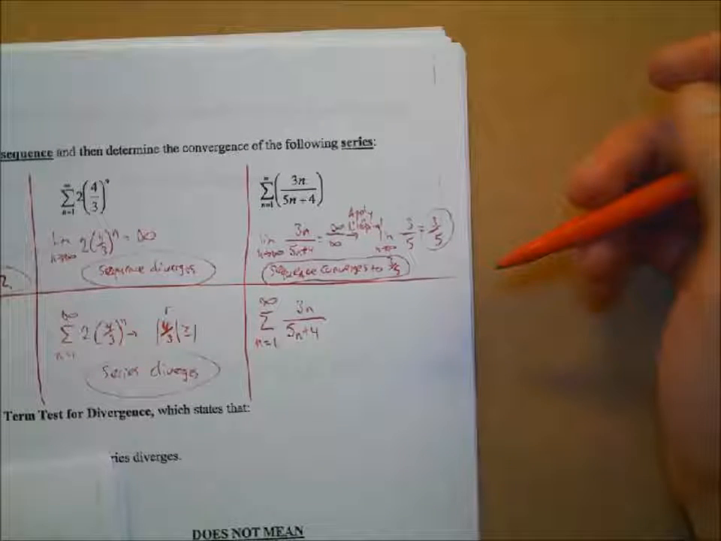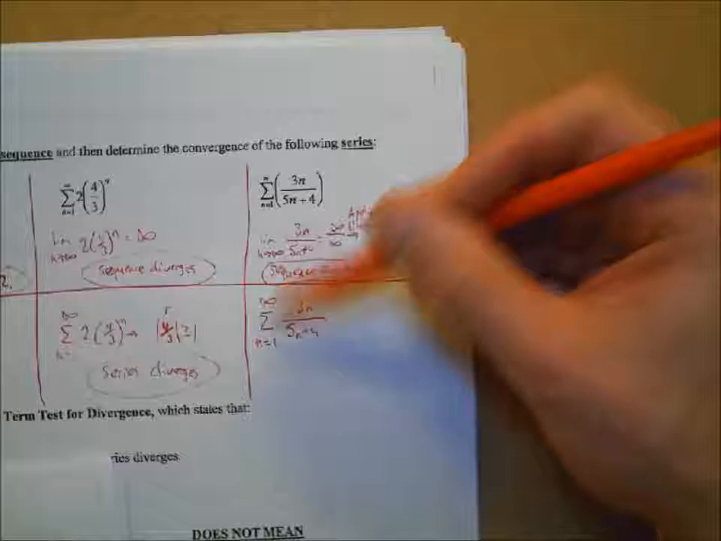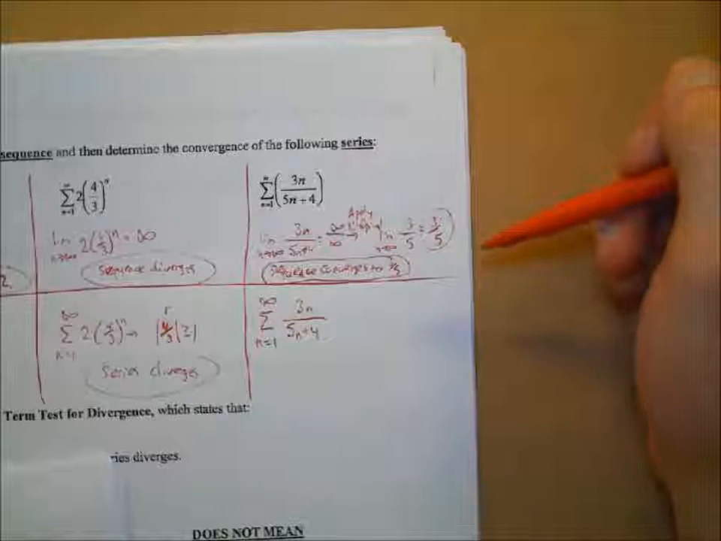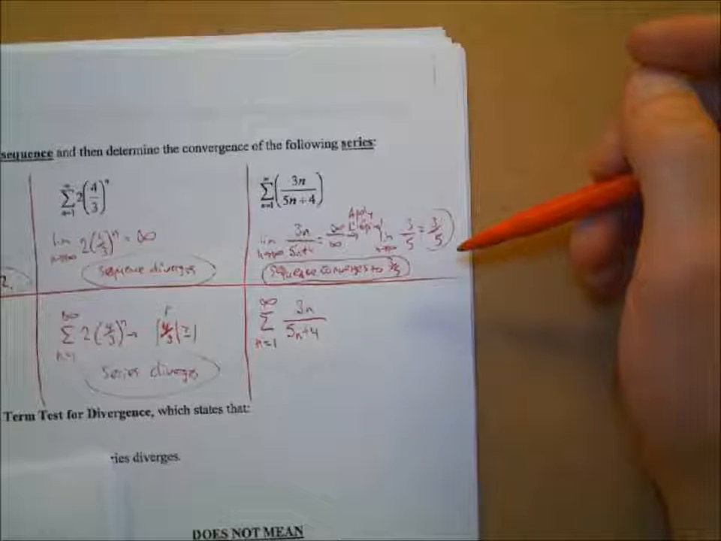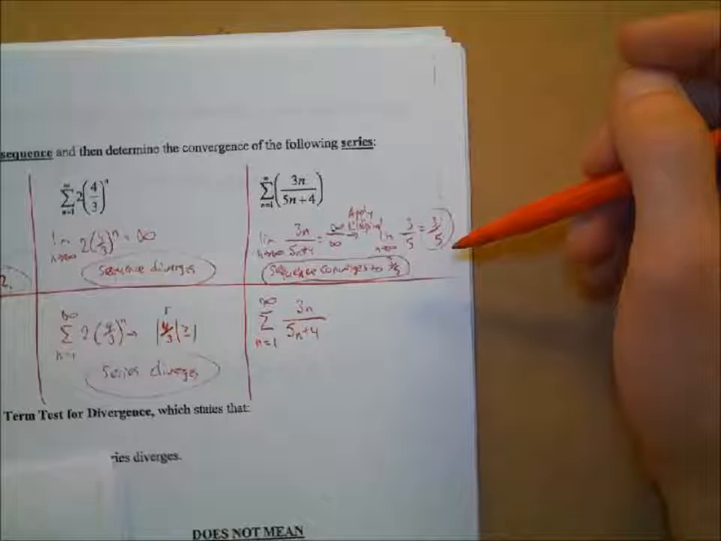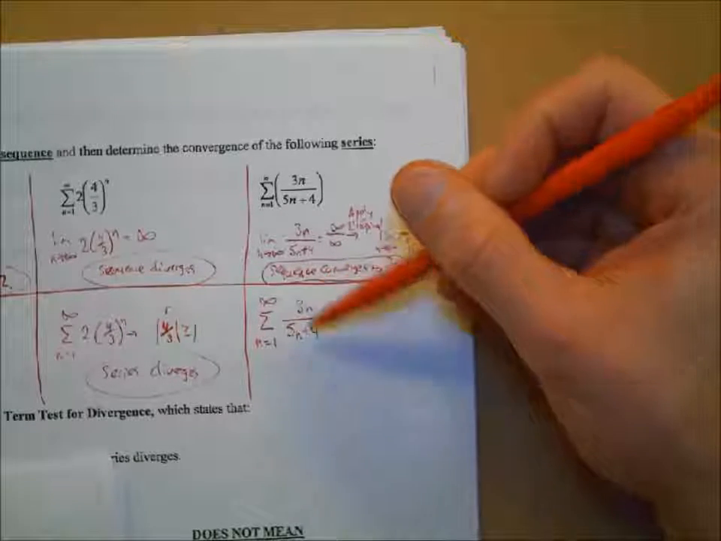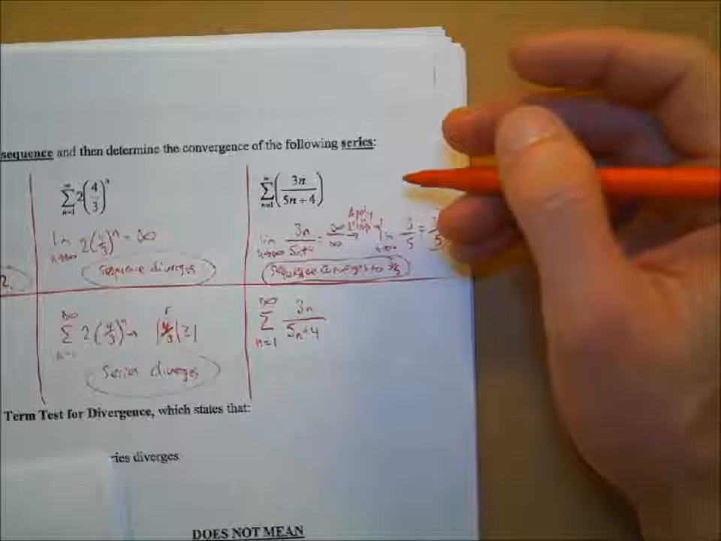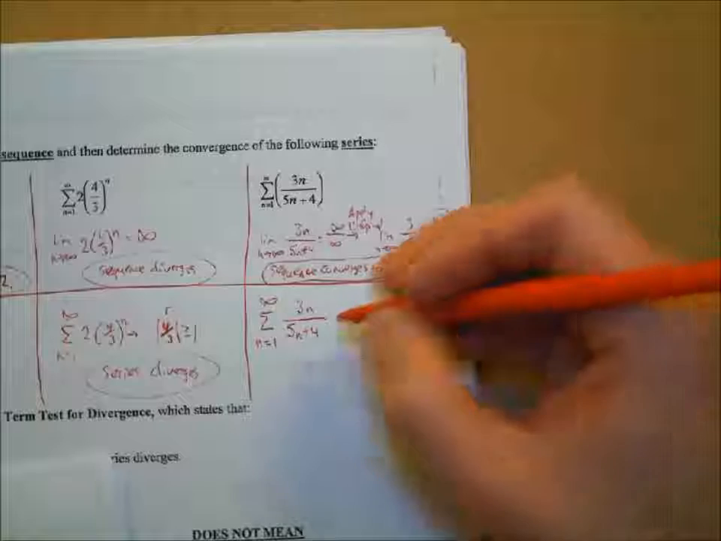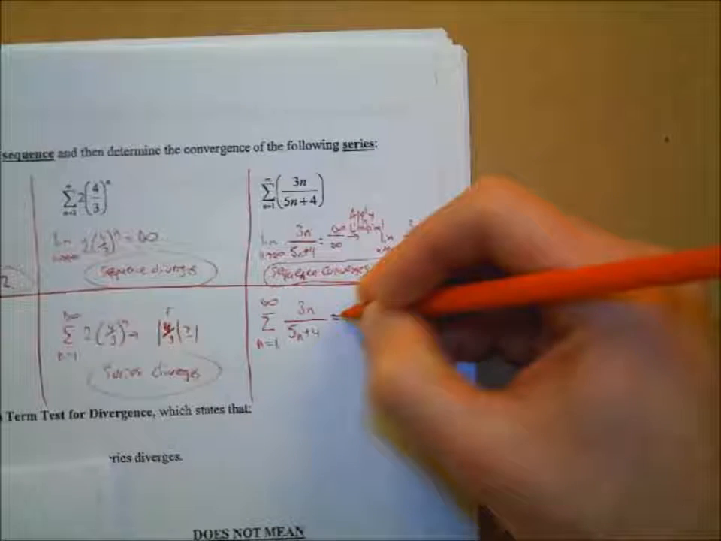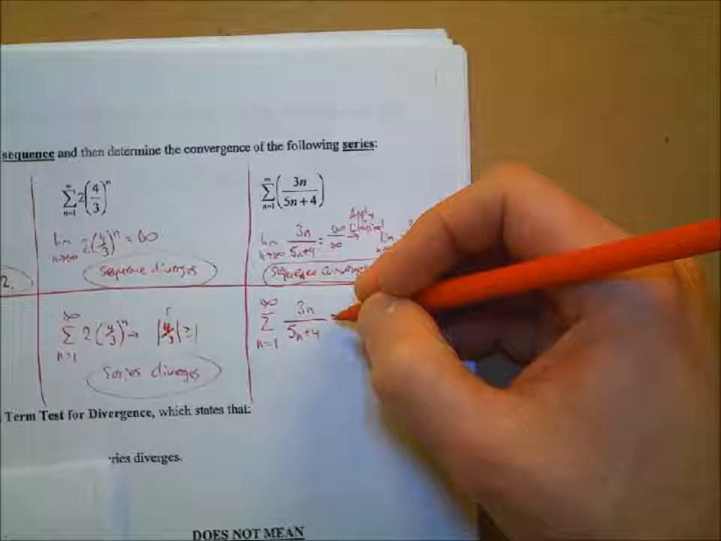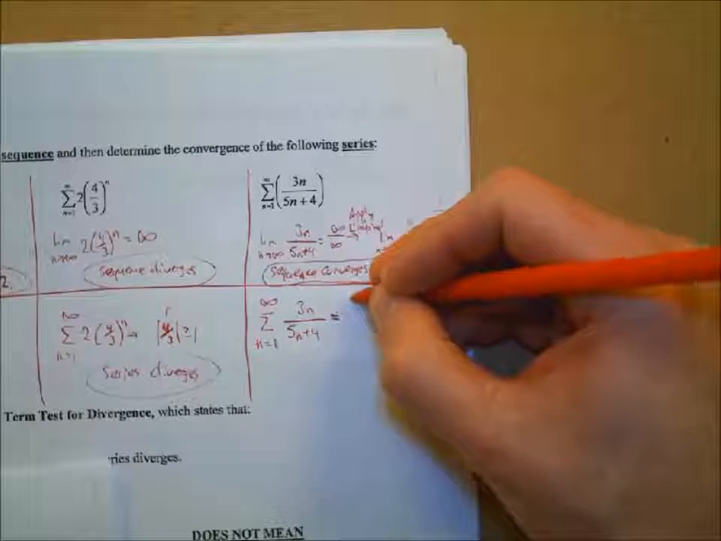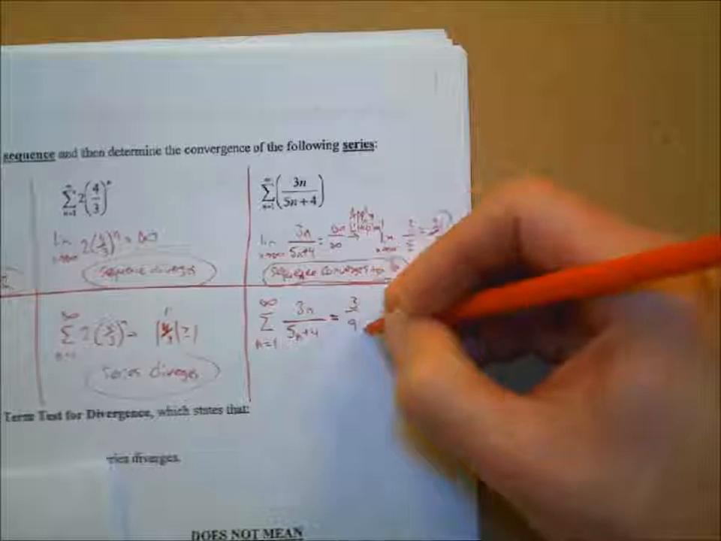And so we have to figure out what this thing will do. Is this geometric? Are we repeatedly multiplying by the same number every time? No, we're not. This is not 3 to the n. This is not 5 to the n. It's 3 times n over 5 times n plus 4. If you don't believe me, you can write out a few of the fractions here, and you'll see that we're not multiplying by the same number every time, so it's not a common ratio. The very first term we said would be 3 over 9, and I'll leave it that way.